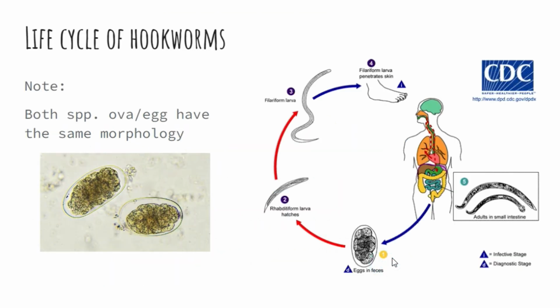For the life cycle of hookworm, it's very simple. The adult male and female live in the small intestine. They mate and produce offspring in the form of eggs, which are passed in the feces. Once the eggs reach the soil, they can develop. From the eggs, they become the rhabditiform larva, known as L2. And then we also have the filariform larva, which is now known as the L3.